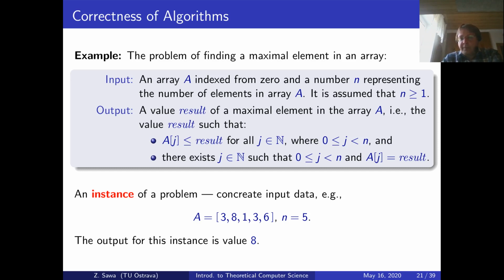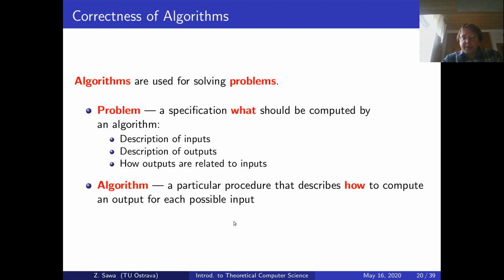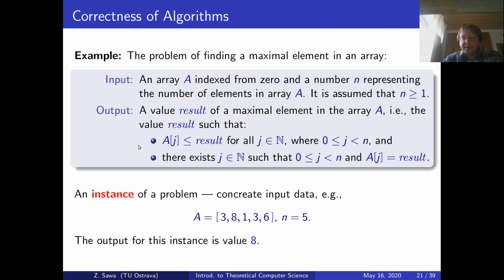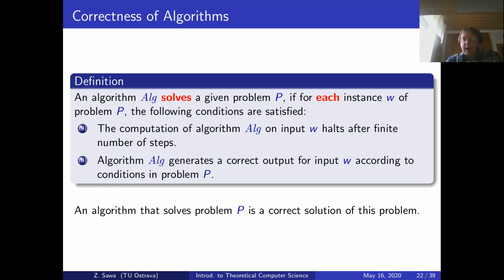So now we have seen what we mean by the notion problem. This is a description of the input and output. It basically describes the set of all possible instances and what the possible outputs for these instances are. Now, what do we mean when we say that a given algorithm is a correct solution of the given problem, or that the algorithm solves the given problem?